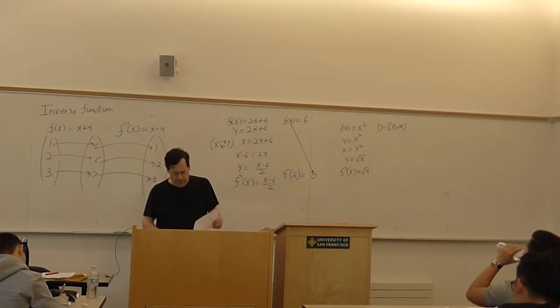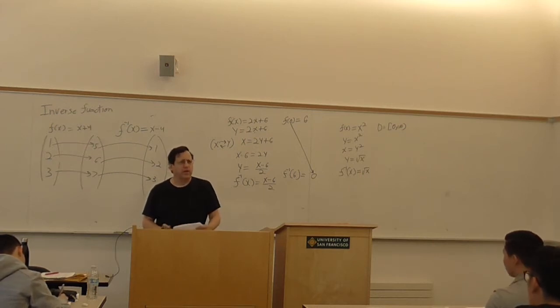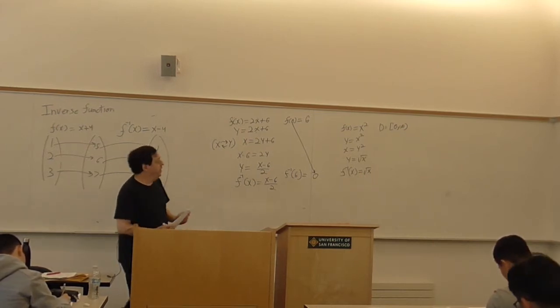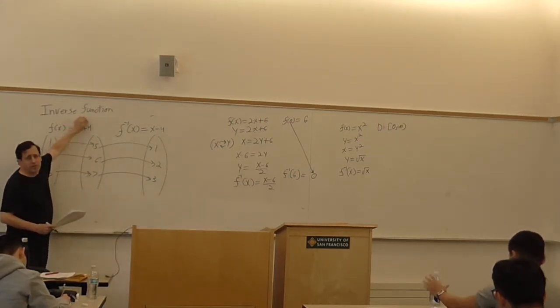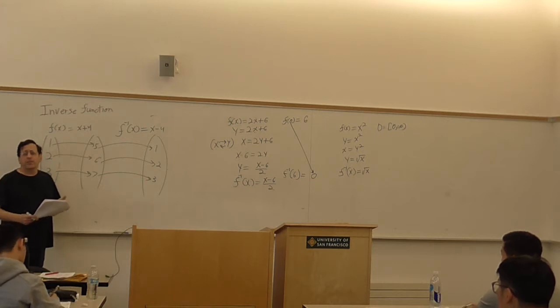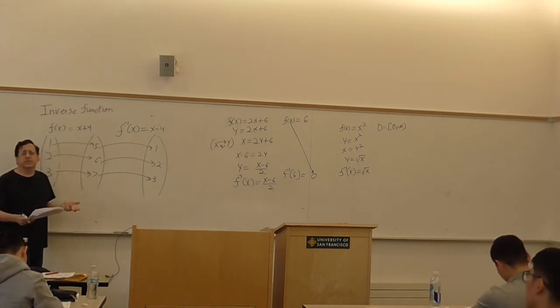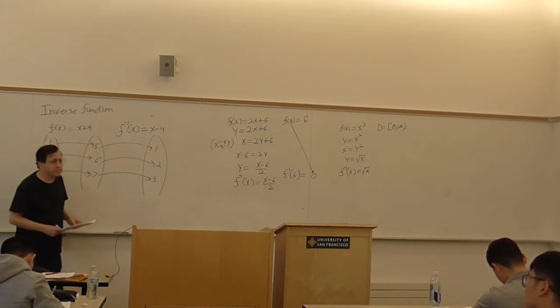I think I left out a really important point here. If you have a one-to-one function, then you have an inverse. And if you have an inverse function, your original function has to be one-to-one.